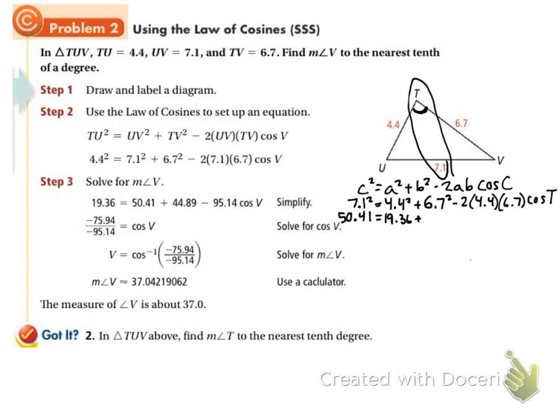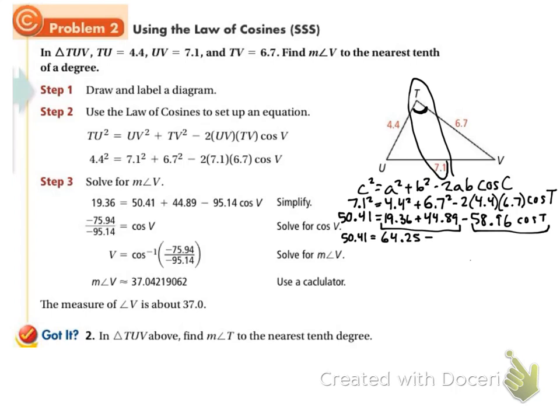6.7 squared, we get 44.89. Then I'm going to do 2 times 4.4 times 6.7, which gives us 58.96. And I still got the cosine of t. So remember in our last one, I'm going to combine these, and I'm going to combine these. So I still have 50.41 equals, and I need to do 19.36 plus 44.89, which gives us 64.25.